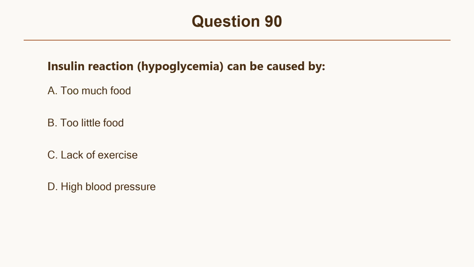Question 90. Insulin reaction hypoglycemia can be caused by option A, too much food, option B, too little food, option C, lack of exercise, option D, high blood pressure. The correct answer is option B, too little food.